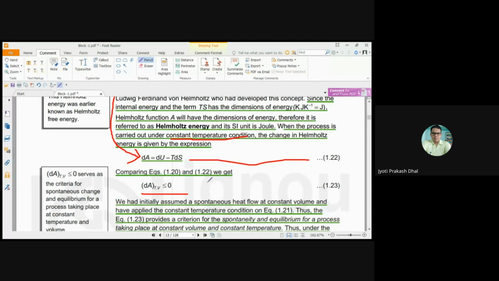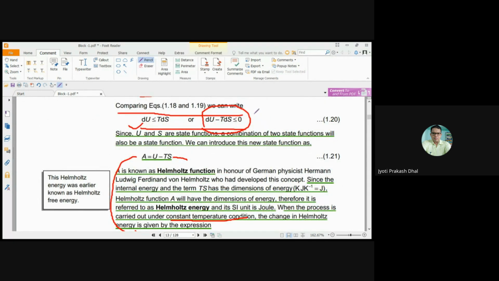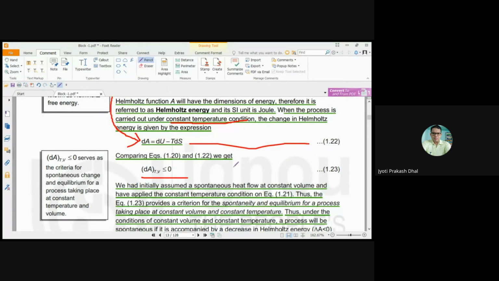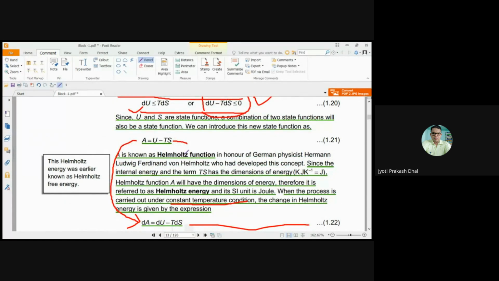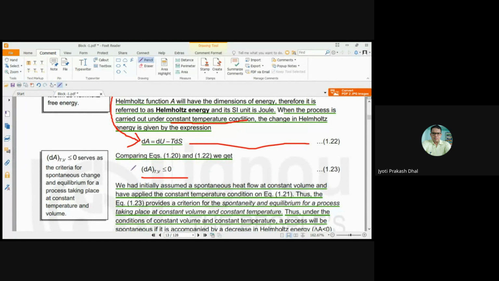Again, if we combine equation 1.20, that is dU minus TdS is less than or equal to 0, and equation 1.22, dA equals dU minus TdS, we can tell that dA at constant temperature and constant volume is less than or equal to 0. We had initially assumed a spontaneous heat flow at constant volume and have applied it at constant temperature condition. So initially we have assumed that.